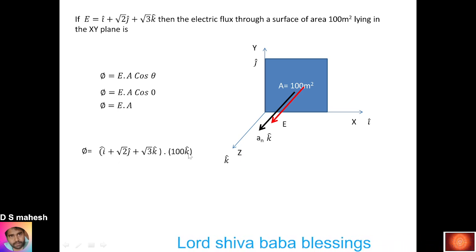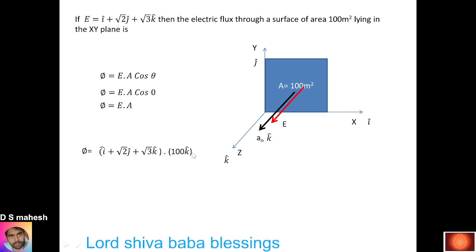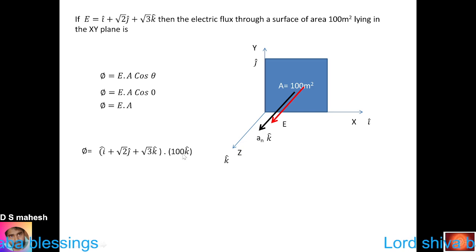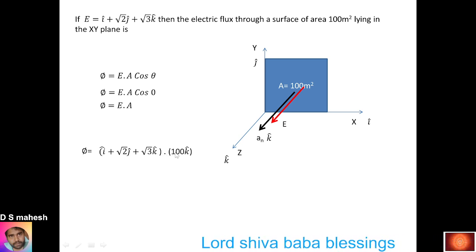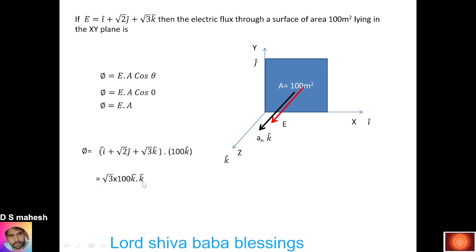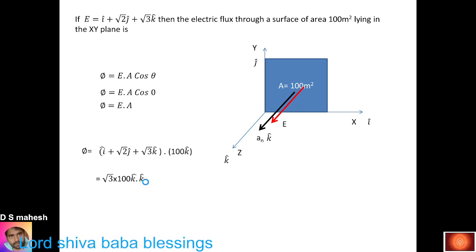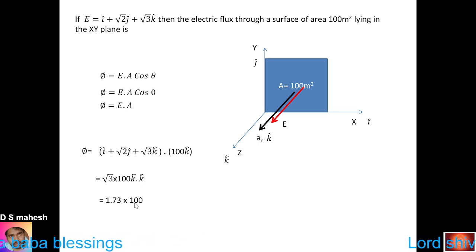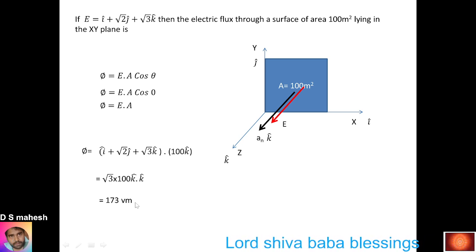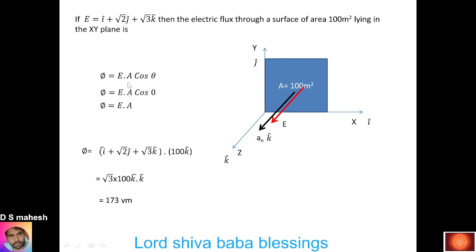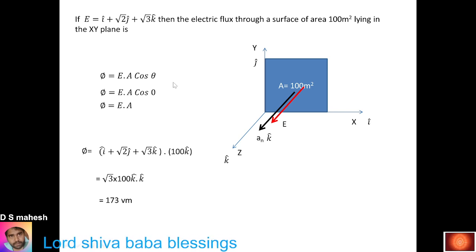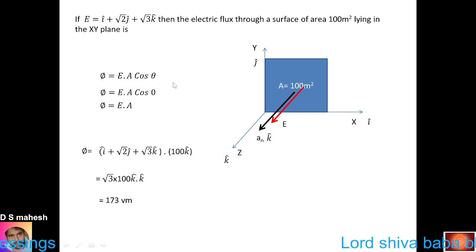i dot k is 0, you know that. So j dot k is also 0 because cos 90 will be equal to 0. So k dot k would be equal to 1 because cos 0 is equal to 1. So this becomes root 3 into 100, k dot k. k dot k is 1 because cos 0 is 1. So root 3 is nothing but 1.73 into 100. So the value is 173 volt meter. So this is how we'll be calculating the electric flux using the formula phi is equal to E A cos theta. I hope you have understood this concept. So electric flux is nothing but the electric field captured by the surface.